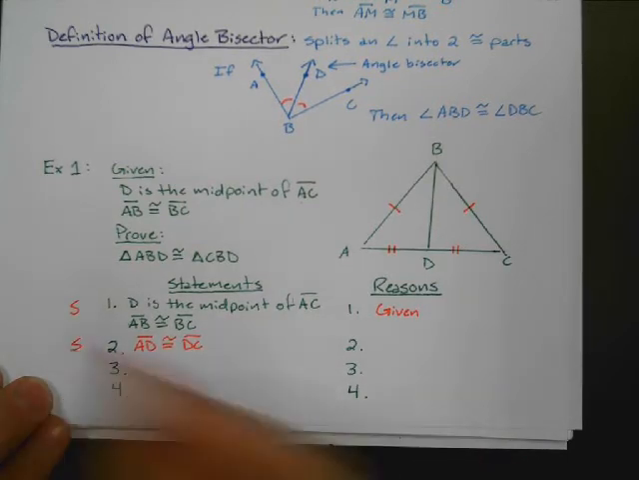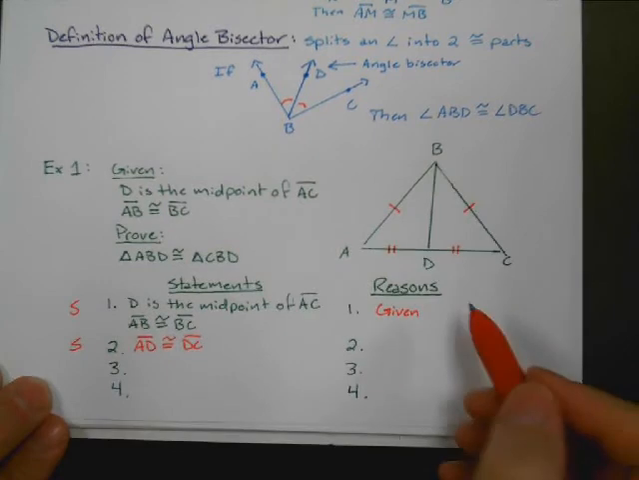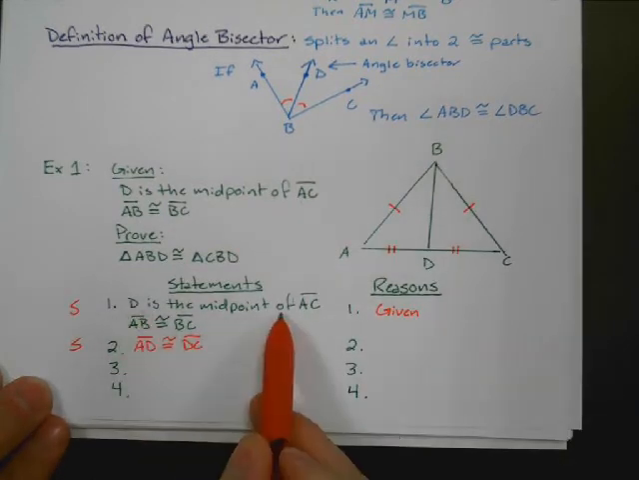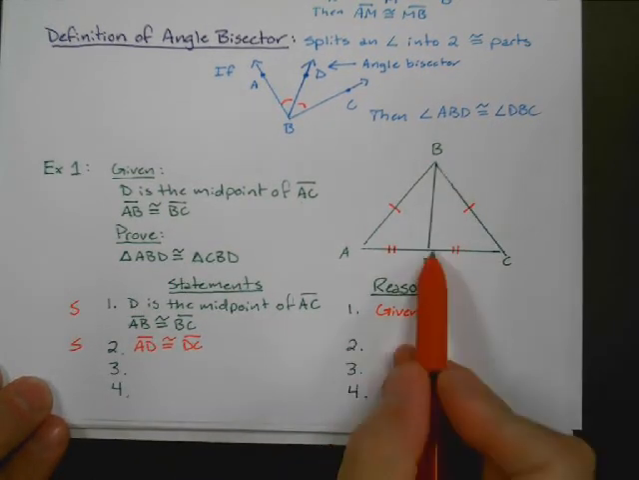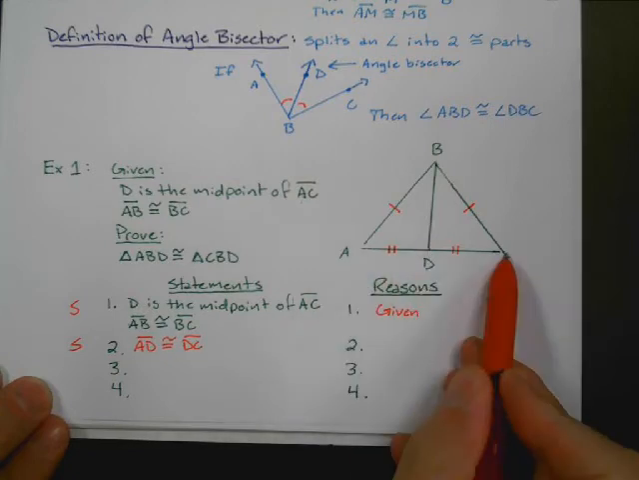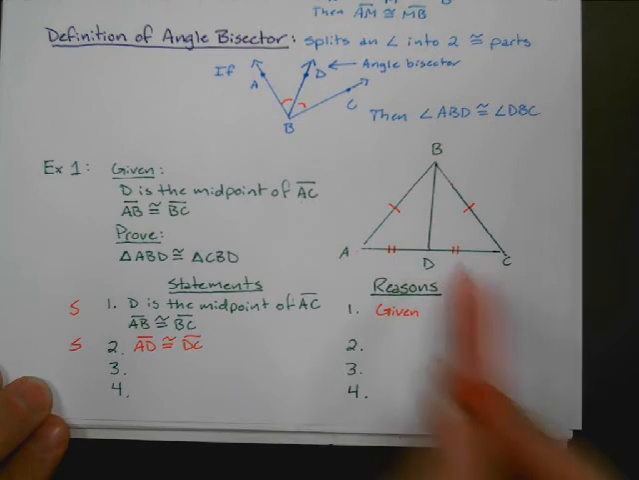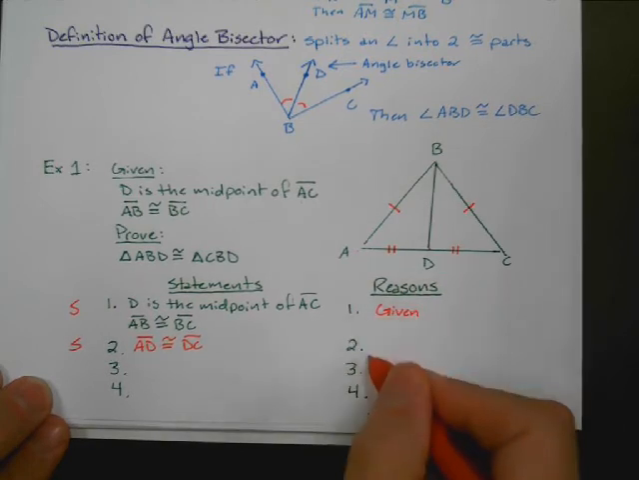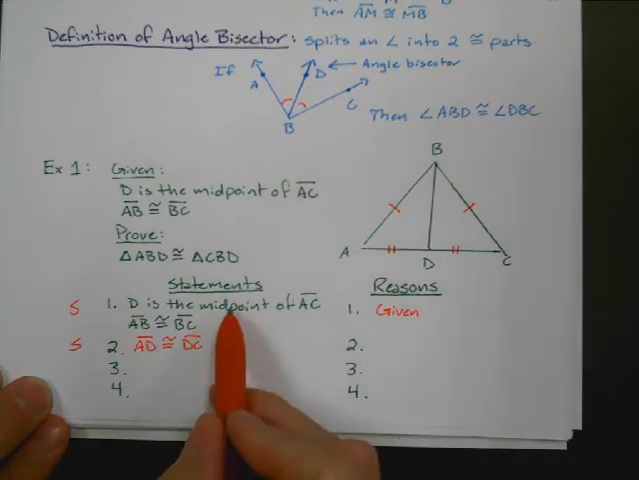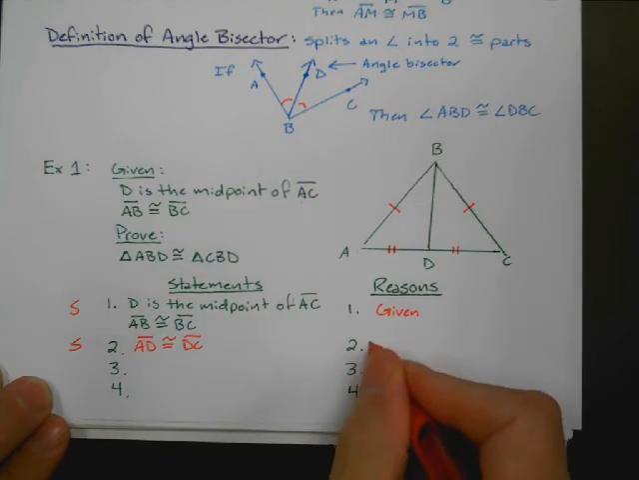There's my second side. Now I know this is true because they told me this is a midpoint, and a midpoint means this point is splitting this into two congruent parts. So these two parts have to be congruent. So the reason why I was able to do that is because they told me it was a midpoint. So I'm going to write definition of midpoint.